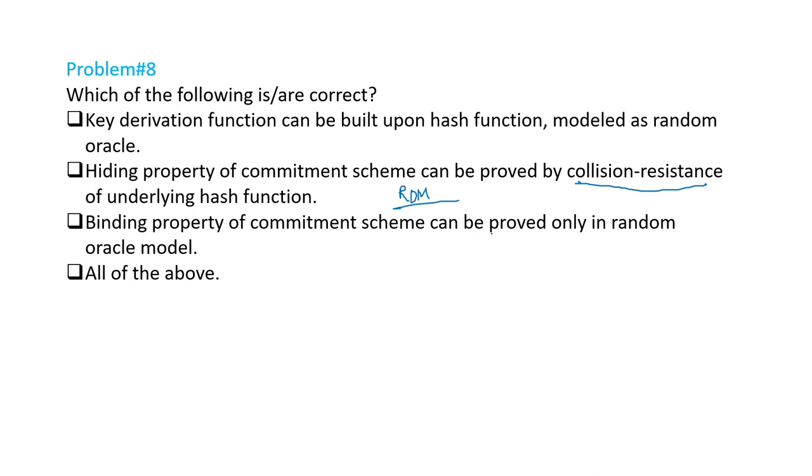Binding property of commitment scheme can be proved only in random oracle model. This is also wrong because binding property of commitment scheme can be proven only with the collision resistance property of the hash function. There no random oracle model is required. So this is also wrong. The only statement that is correct is this.